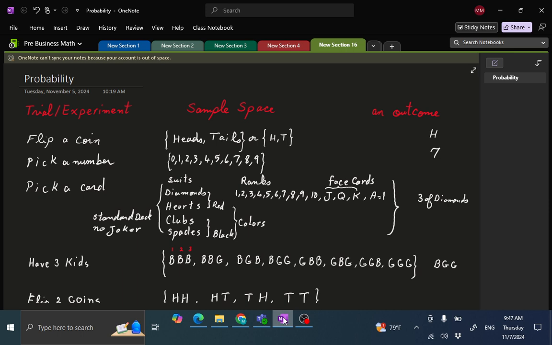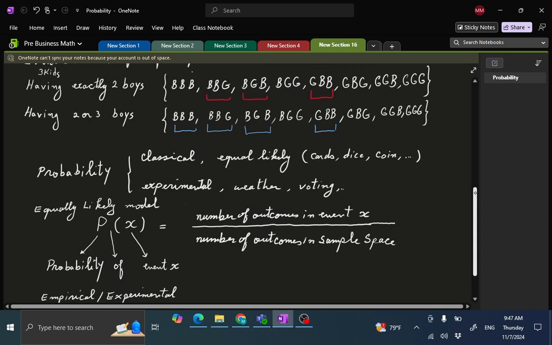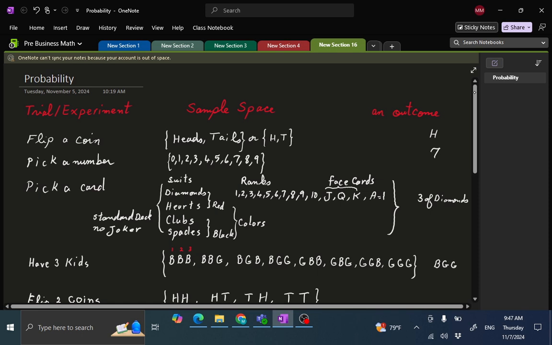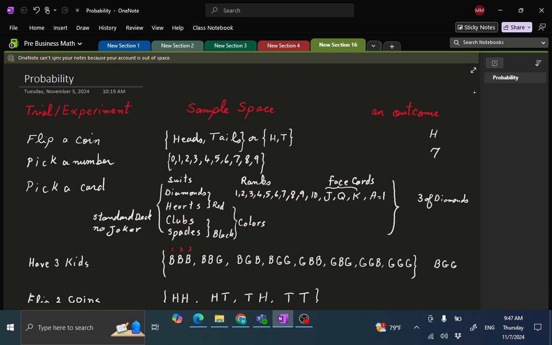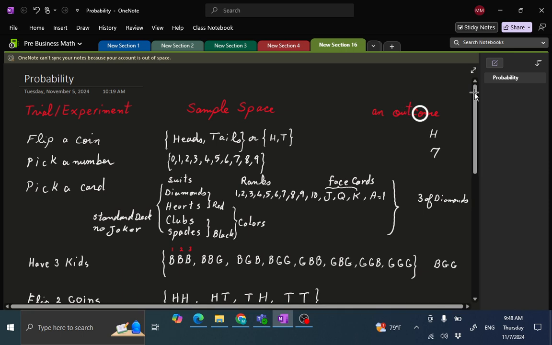Imagine you have a coin and you flip the coin and then you record the kind of thing that would happen. Or perhaps you ask your friend to pick a number, like a single digit number. Or pick a card. Or you notice a family having 3 kids and you notice the birth order and the gender of kids. Or flipping 2 coins and such. These are all referred to as trials and experiments. When we conduct a trial, something is going to happen. Whatever happens, we refer to it as the outcome.